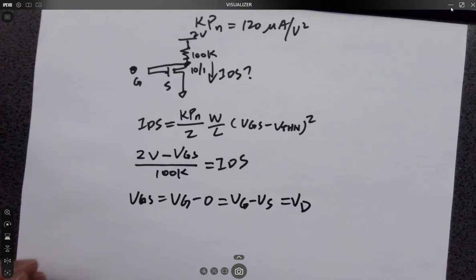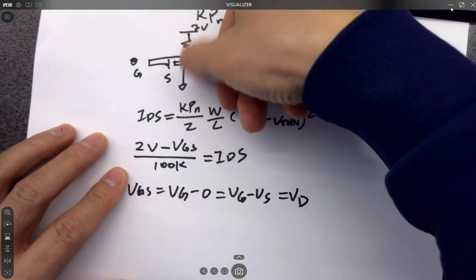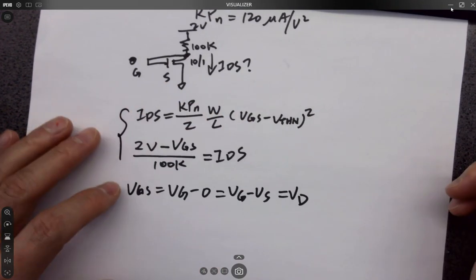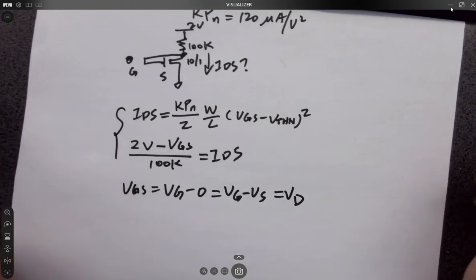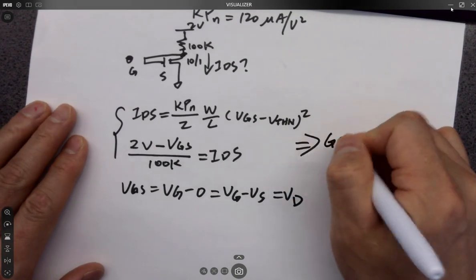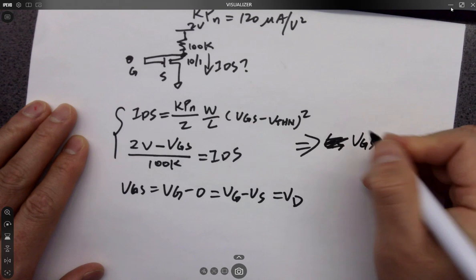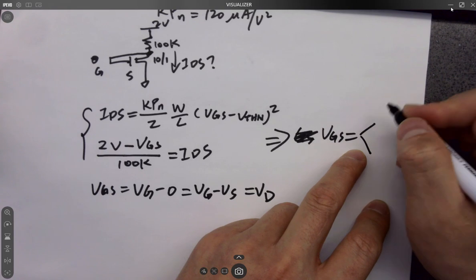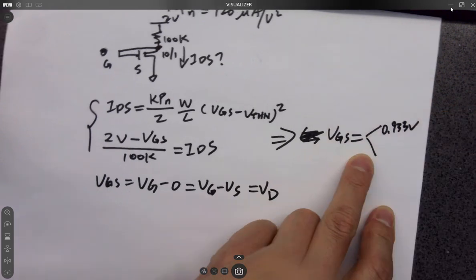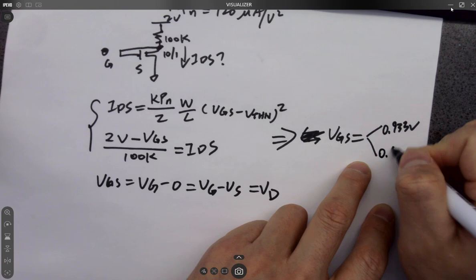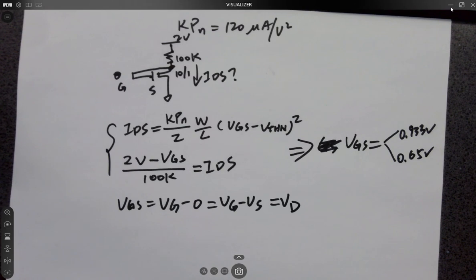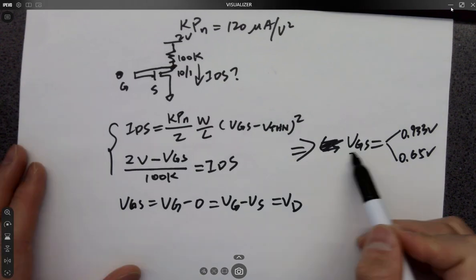Okay, so there's just one current from top to bottom, and it combines these equations. And eventually it calculates VG. It's not an analog class, so we're not going to get into the details for the calculation. So VGS equals, you're getting 2 answers, 0.933 volts and 0.65 volts, interestingly. You're getting 2 answers for VGS.